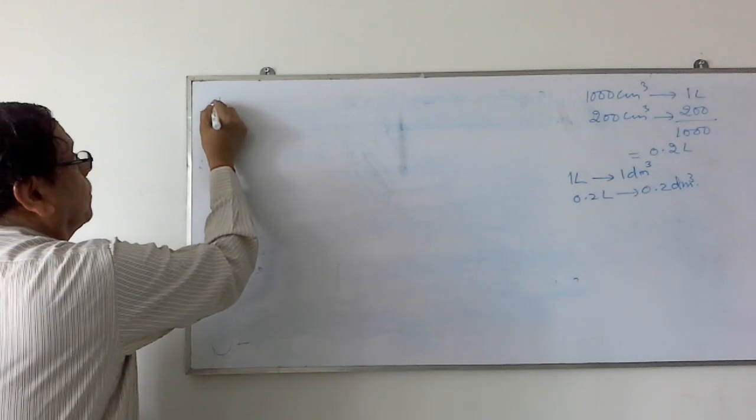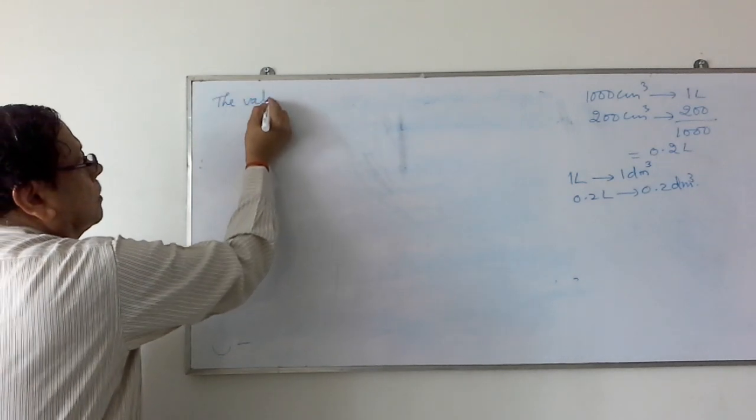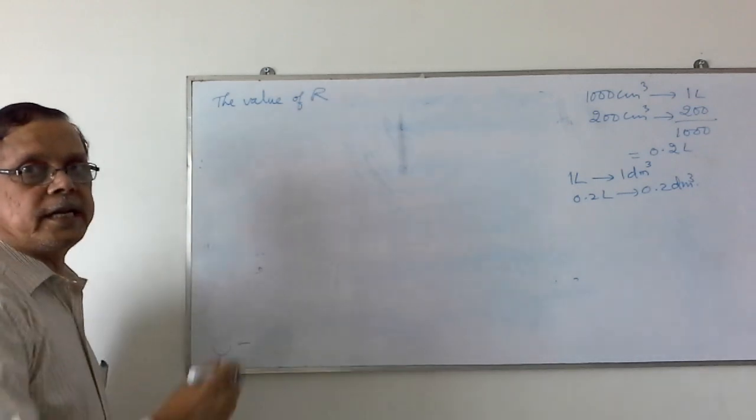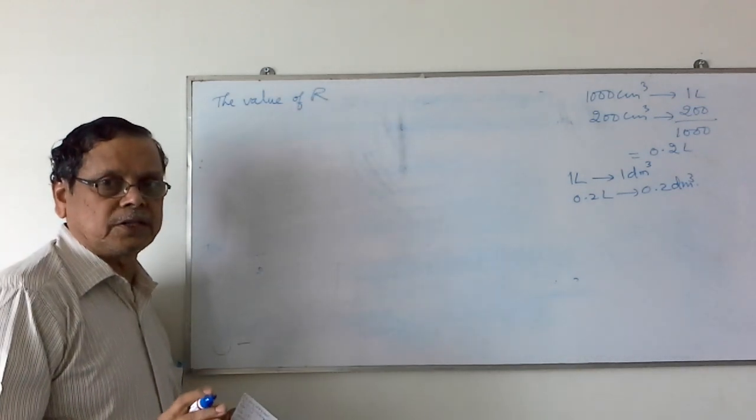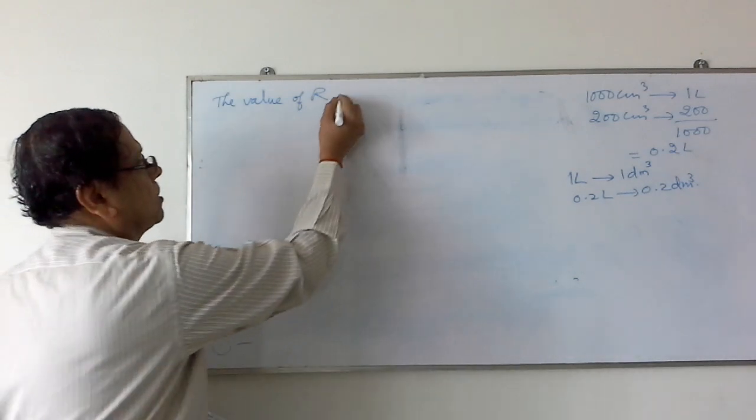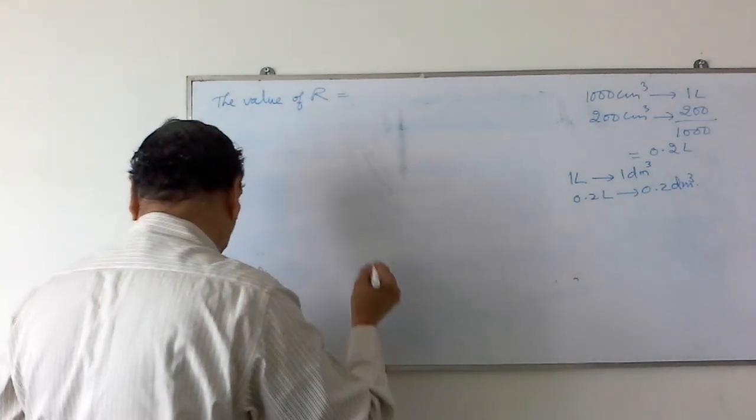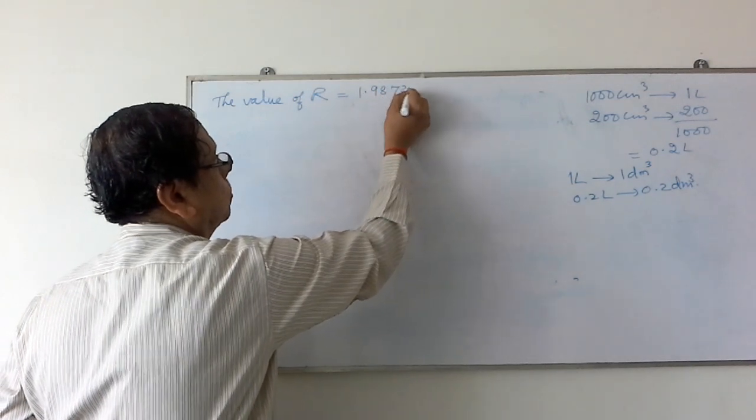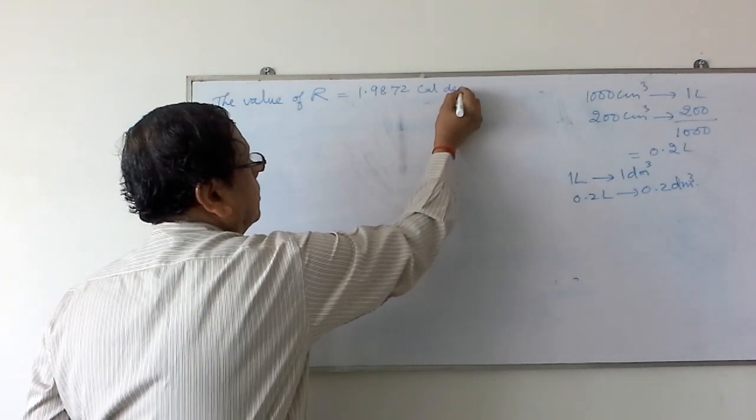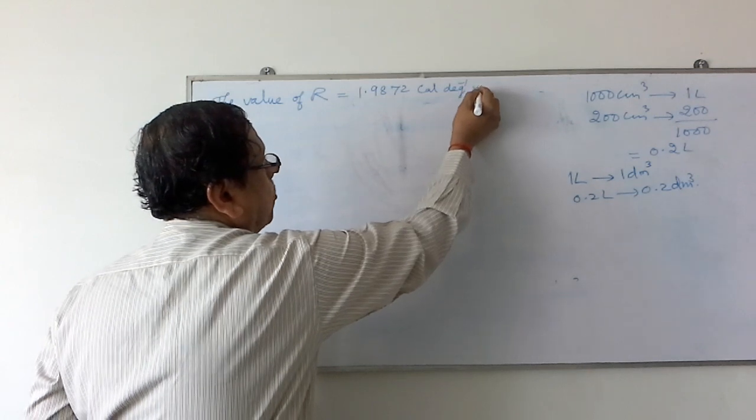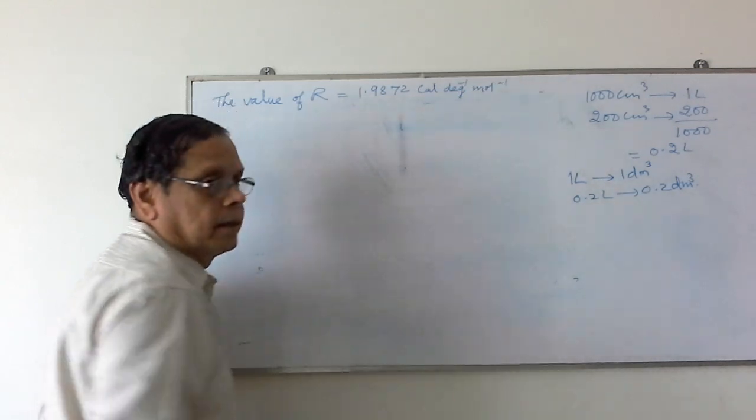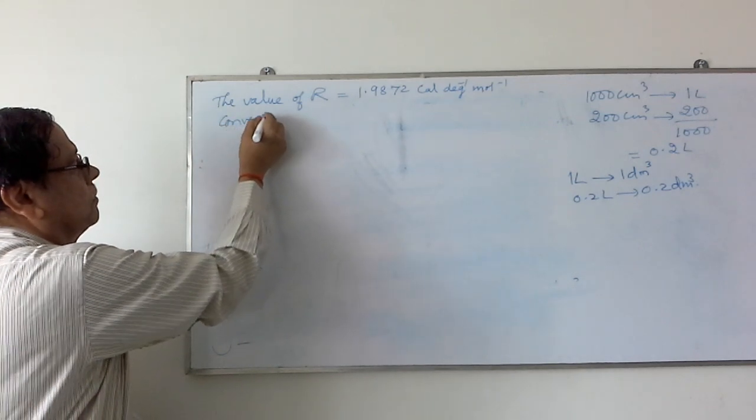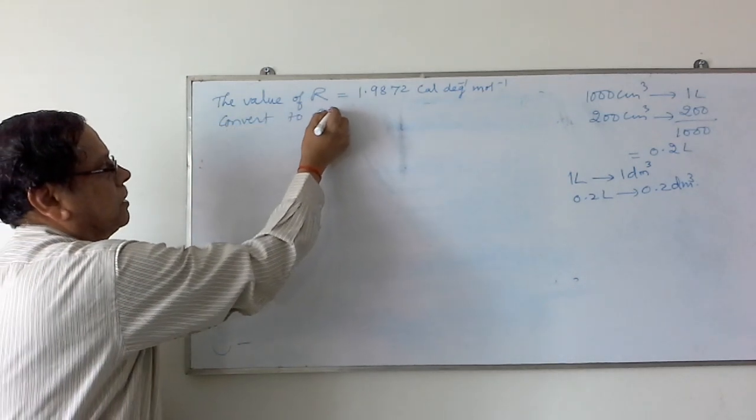the value of R. This R stands for universal gas constant. Universal gas constant in a CGS unit is given as 1.9872 calories per degree per mole. You have to convert this to SI unit.